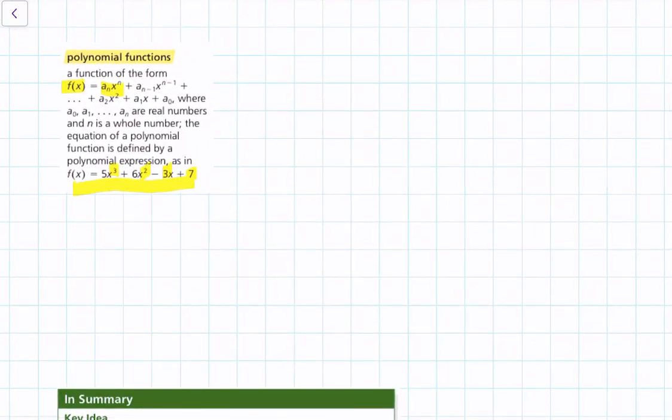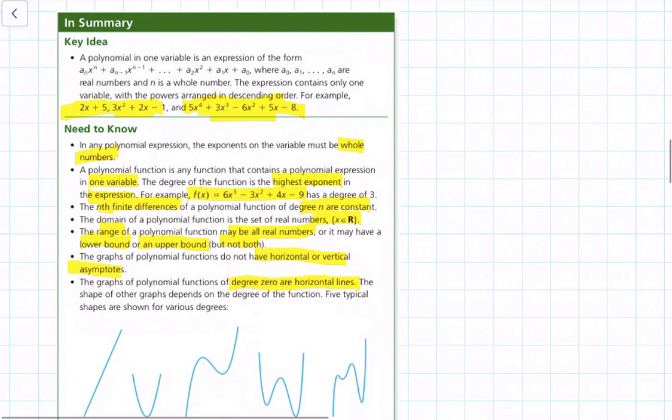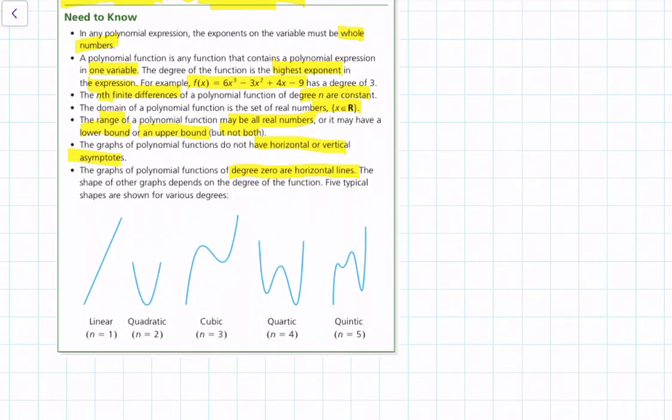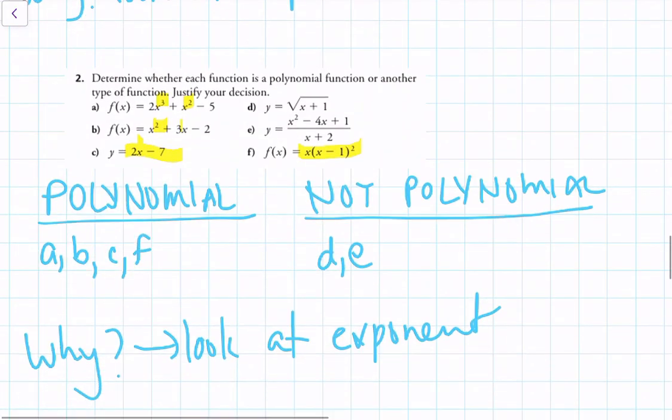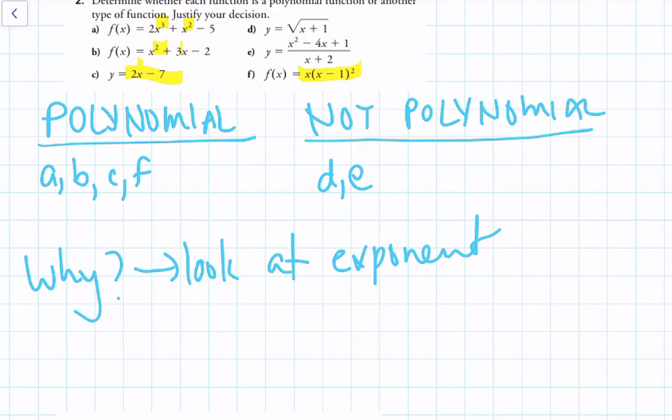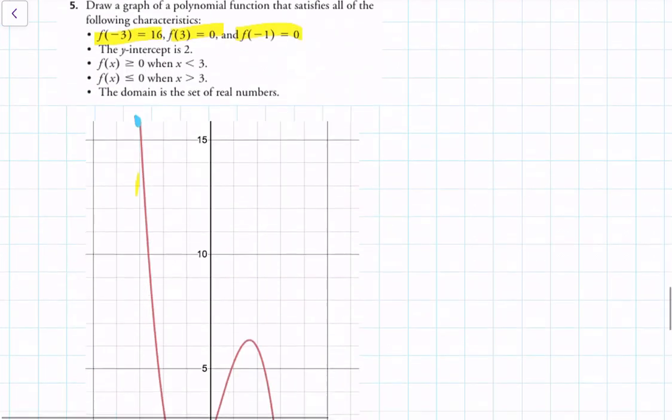Be sure to understand this definition well and understand the basic polynomial functions you can have, and also how they can be transformed, and when you can determine algebraically or graphically when a function is not polynomial or is polynomial.